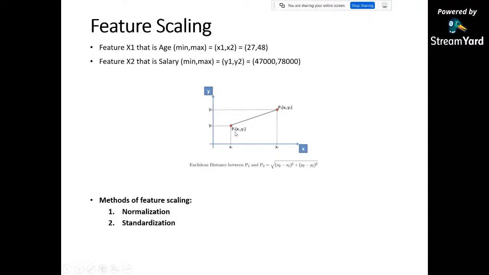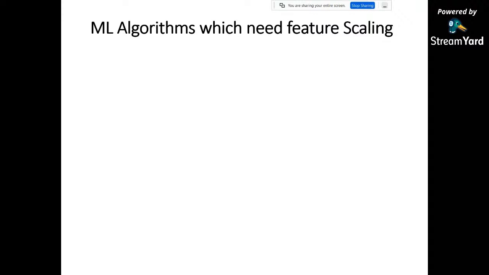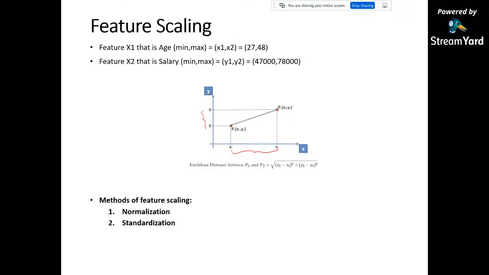So here x1 is 27 and y1 is 47,000, and x2 will be 48 and y2 will be 78,000. And if you project those onto the x-axis and y-axis, you see that x has a higher range and y has a lower range. So the feature which has a higher range will start dominating. That's where the algorithms which are based on distance measures create a problem. They will be biased, basically. So that's where we go for feature scaling.